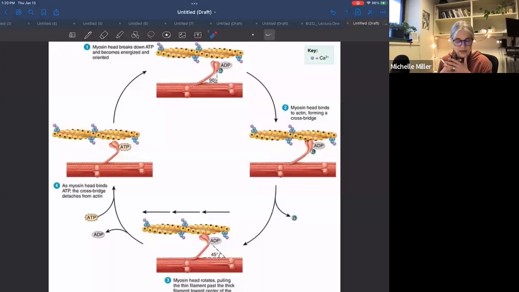Now, something interesting happens right here in that this connection cannot be broken unless another ATP molecule binds. That's kind of weird, but it actually explains rigor mortis. So this is the contraction and stiffening of the body at death or a little bit after death. And then that subsequently goes away as the body decomposes, right? So let's talk about rigor mortis.